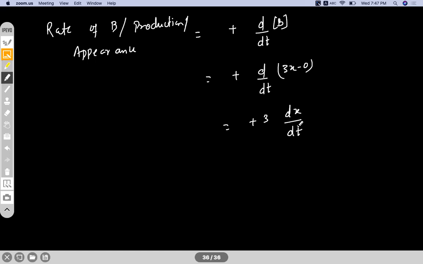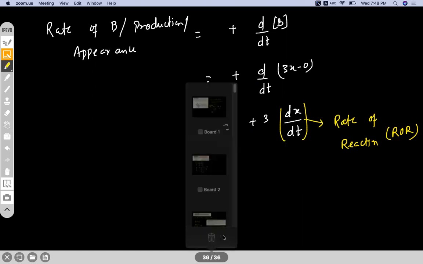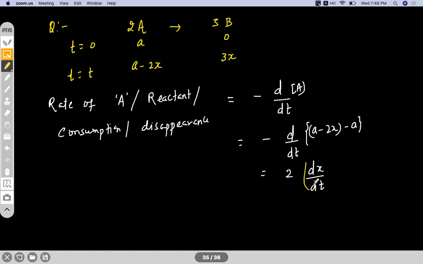Okay. This dx by dt is the rate of the reaction. This is the rate of the reaction per mole. 3 dx by dt is the rate of appearance of B. What is this? It is the rate of reaction. And we'll use this ROR abbreviation for rate of reaction. Okay, ROR. dx by dt is the rate of reaction. You see, the rate of appearance of B is thrice the rate of reaction. If you go back here, the rate of reaction is this ROR, and rate of disappearance of A or consumption of A is twice that of the rate of the reaction.